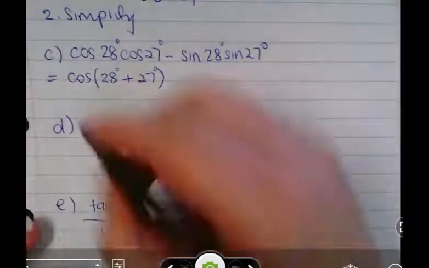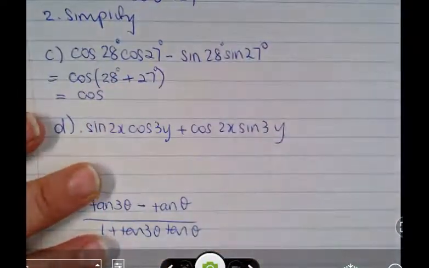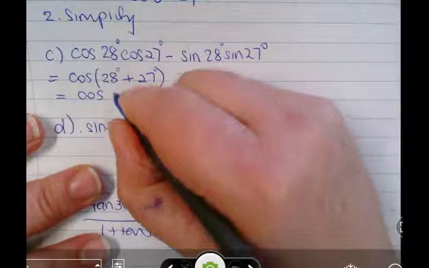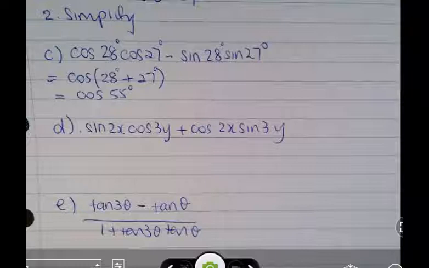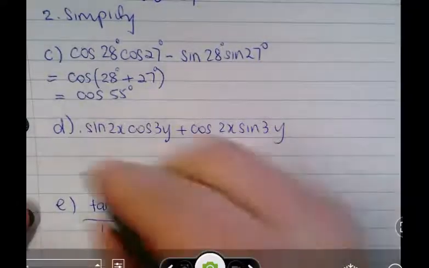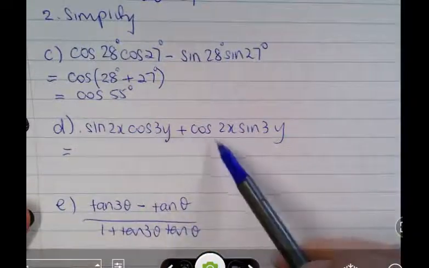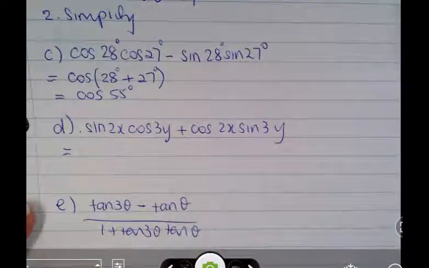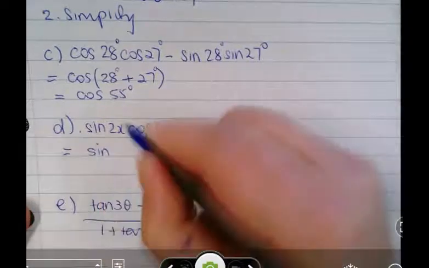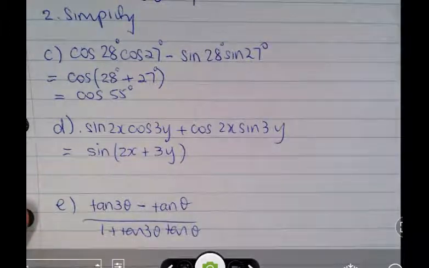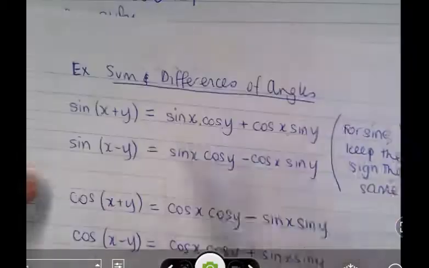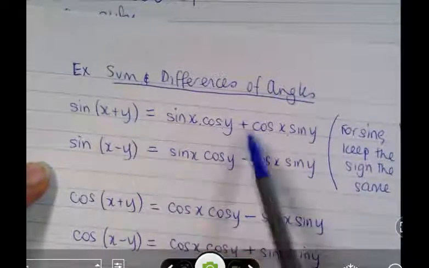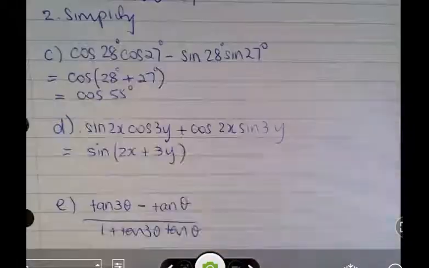Okay? What do you think I should do with the 28 and the 27? Yep. So what do you get? 55. Of course, we don't have an exact value for cos of 55 degrees. We won't worry about that today. All right? What about the next one? It's the sine cos plus cos sine. That's the sine one, and we're keeping the sign the same. So it's sine of 2x plus 3y. The sine cos sine is the plus one. Keep the sign the same, it's plus.